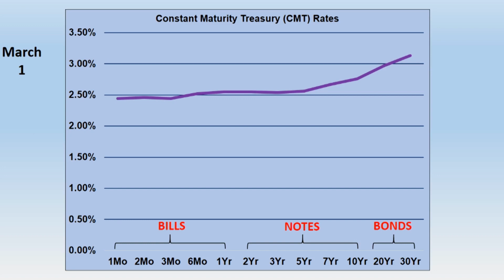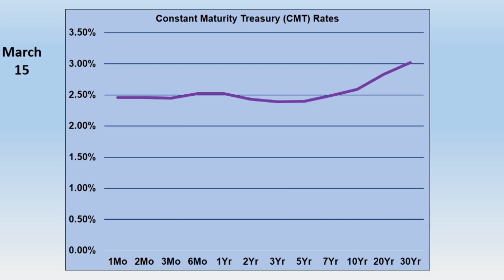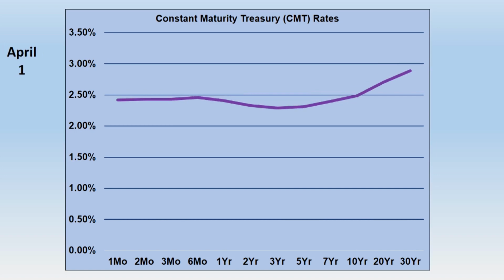On March 1st, you can see that the yield curve was actually sloping upwards in a normal manner, albeit kind of a flat manner, but still it was upward sloping. In the middle of March, you could see that the curve inverted a bit. The 5-year note was actually yielding less than the 1-year bill. On April 1st, you can see the whole line drop downwards, and there's still that inversion in the 2 to 5 year range.